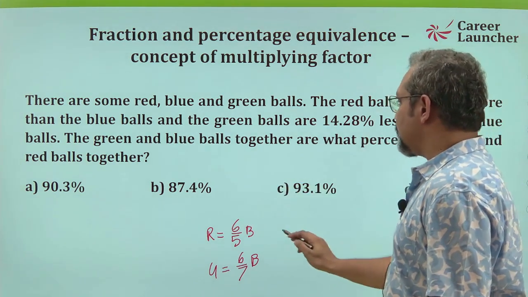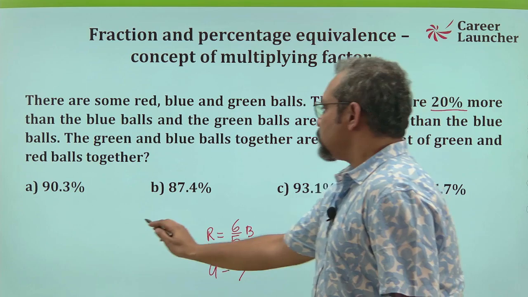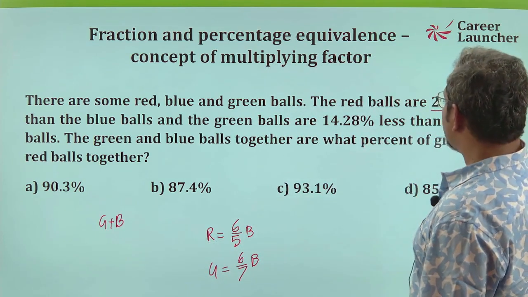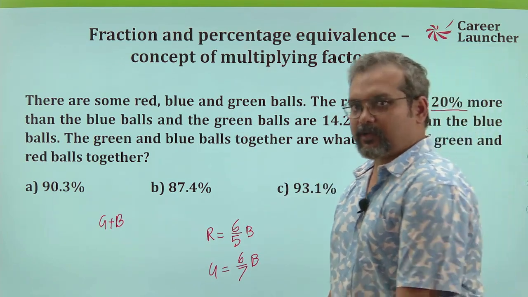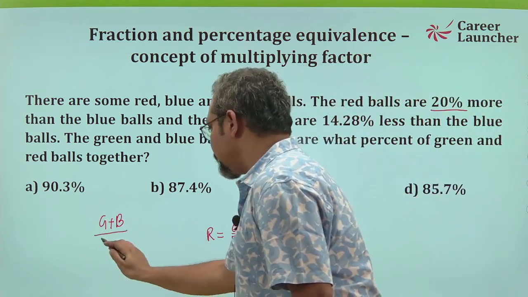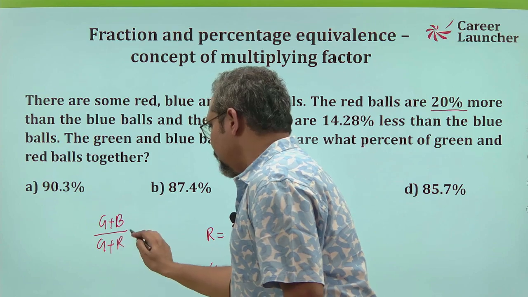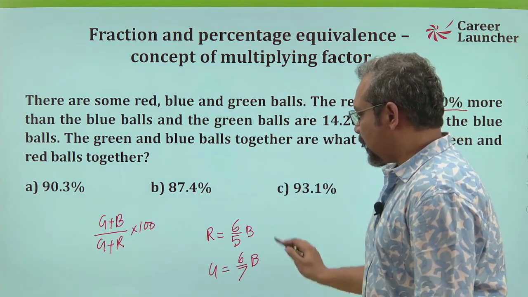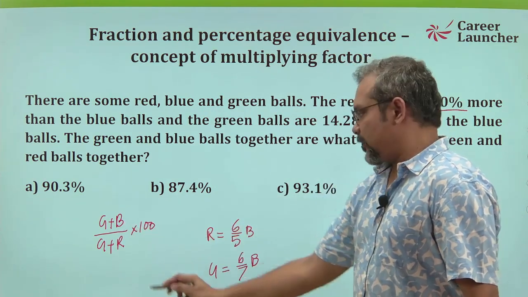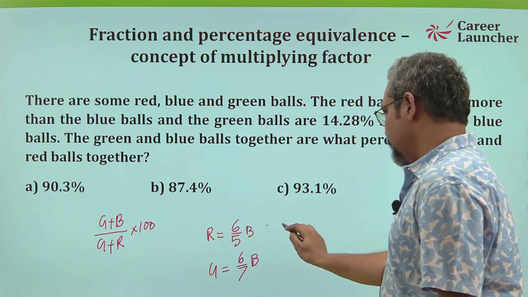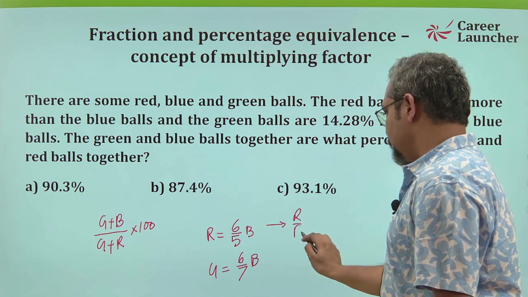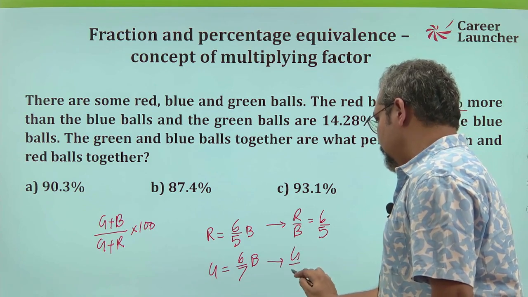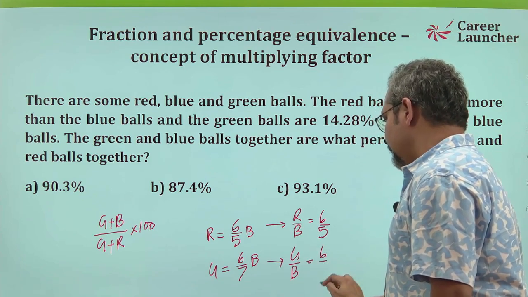Now they are saying the green and blue together. So green and blue together is what percent of green and red together? If you recall our first video, this means this divided by green plus red and multiply that with 100. Now we can always substitute R and G in terms of B over here and simplify, or to make things much easier, write it as a fraction. R over B is 6 over 5. G over B is 6 over 7.